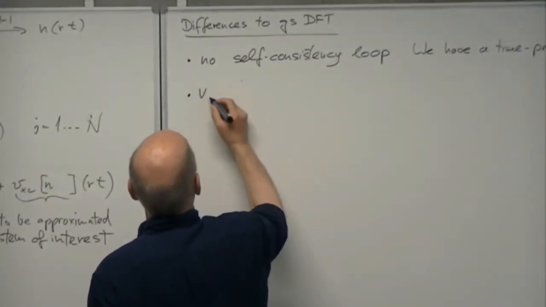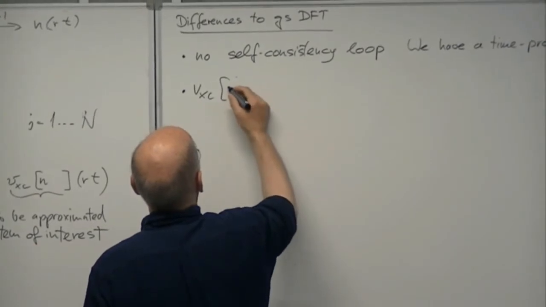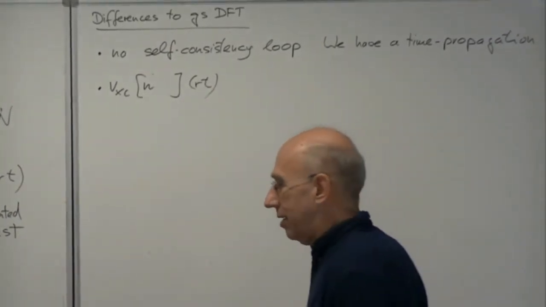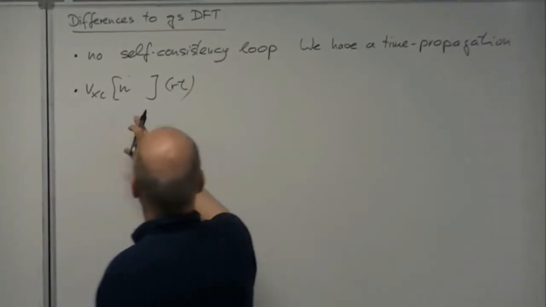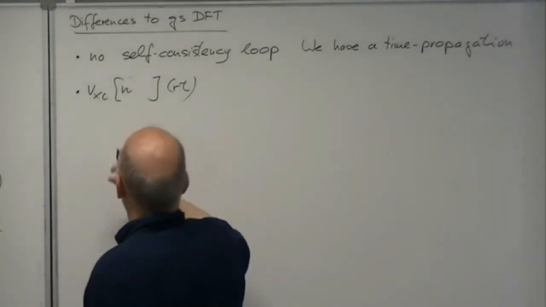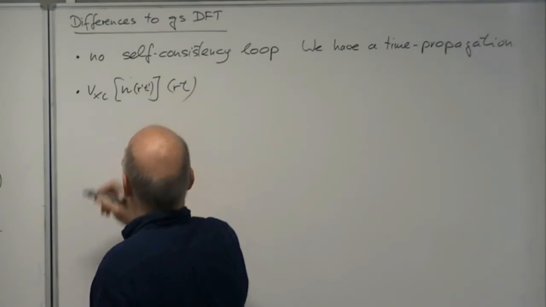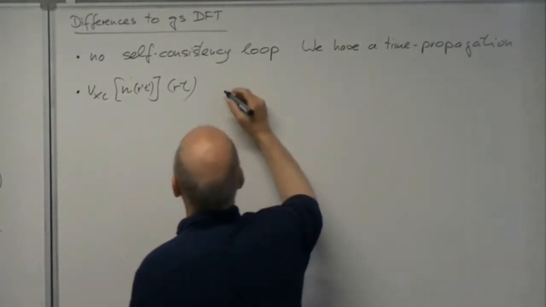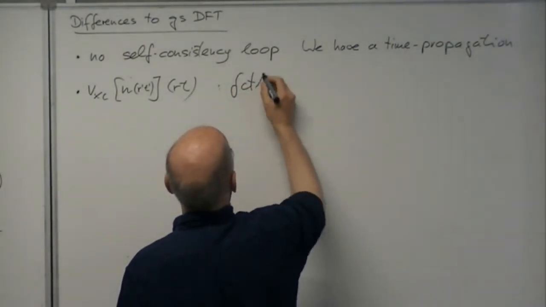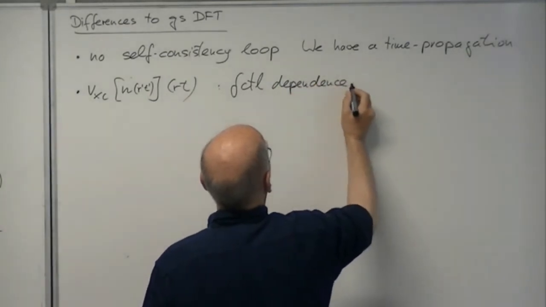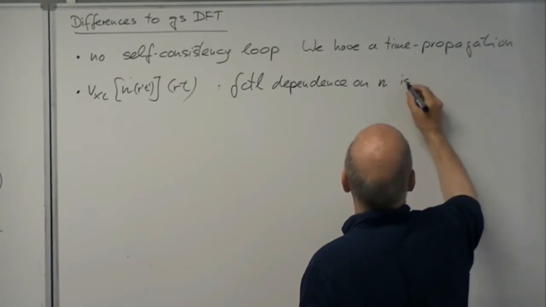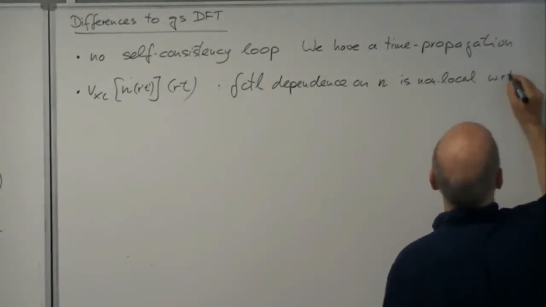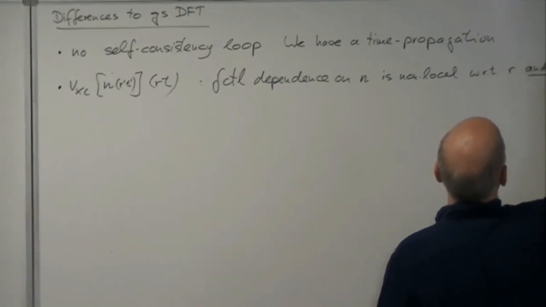Now this potential, Vxc, is, as I said before, a multiplicative operator in the Schrödinger equation. So it's simpler, in a sense, than time-dependent Hartree-Fock. But the functional dependence on the density is non-local with respect to space and with respect to time.